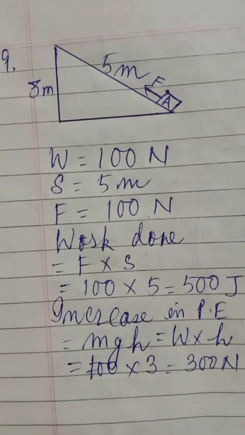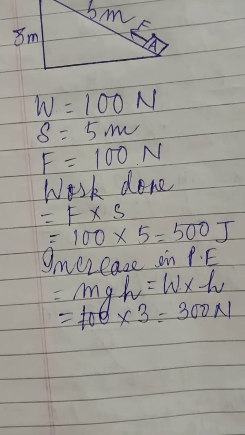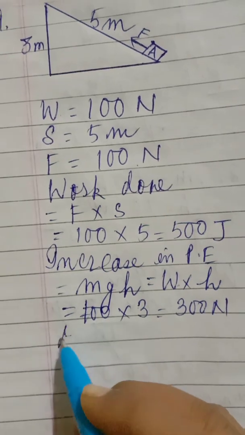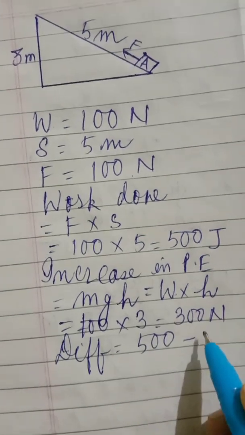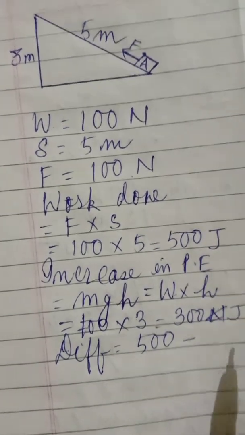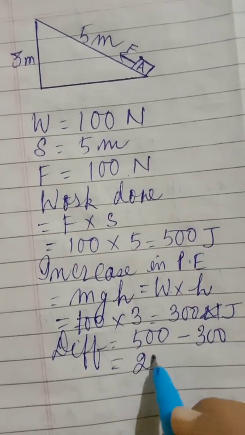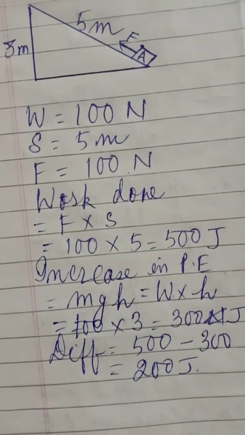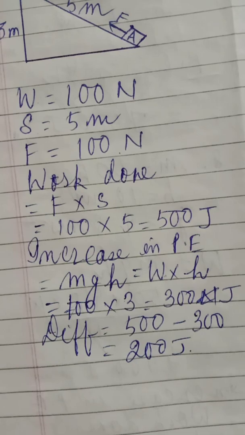The third part is: account for the difference in the work done by the force and the increase in potential energy of the block. Here the difference is 500 minus 300, and this will be joule, not Newton, that is 200 joule. This difference is used in doing work against the force of friction between the block and the slope, which will appear as heat energy.